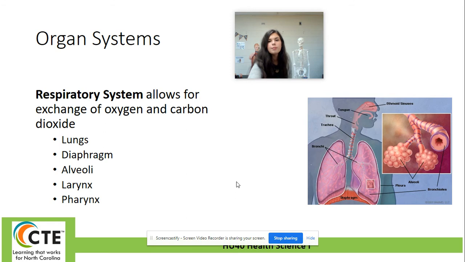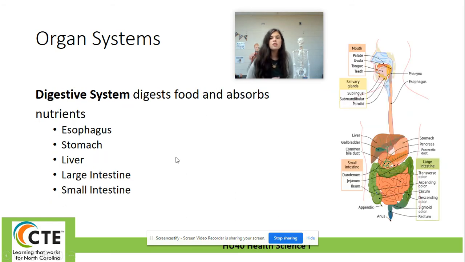Next, we would have your digestive system. Your digestive system is what is responsible for digesting food and absorbing nutrients. There's lots of organs, again, involved, more than just what's listed on the screen, but we're going to break down each of these organ systems throughout the whole course of this semester.